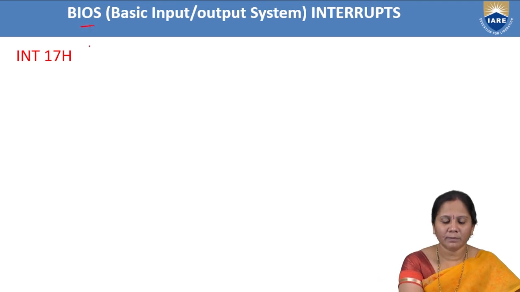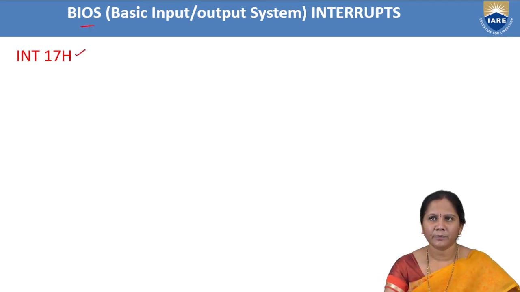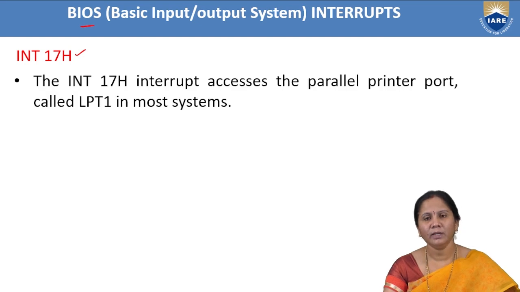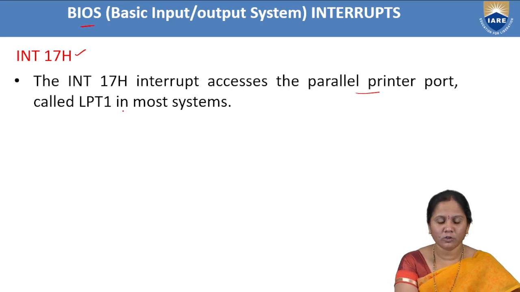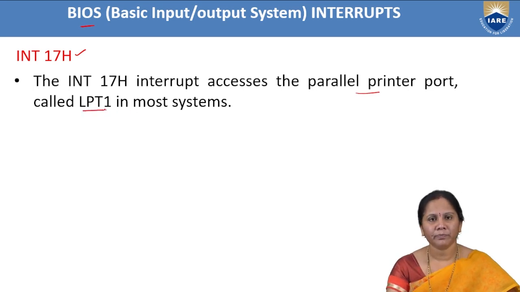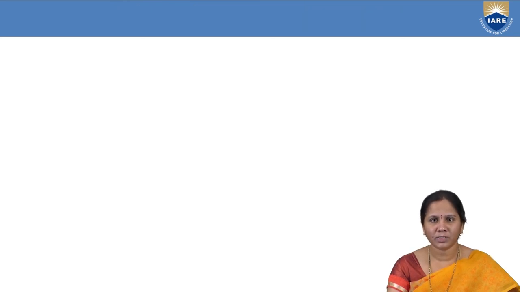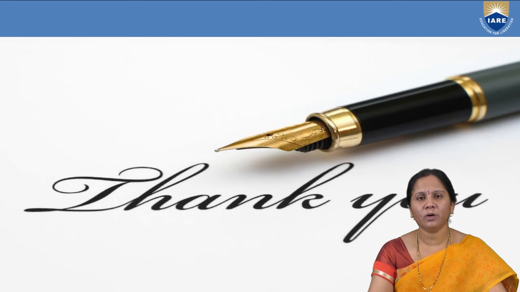And the next BIOS interrupt is INT 17H. When this interrupt is executed, it is going to access the parallel printer port, which can also be called LPT1, in the system. In order to access the ports, that interrupt will be used. So this is about the DOS and BIOS interrupts. In these DOS and BIOS interrupts, the value we are loading into registers is very important, because based on that only the particular operation will be performed.